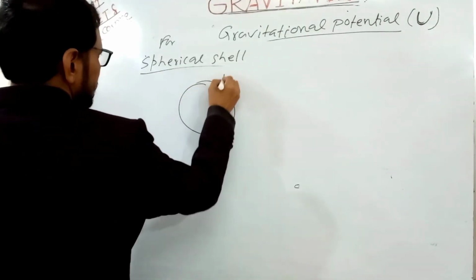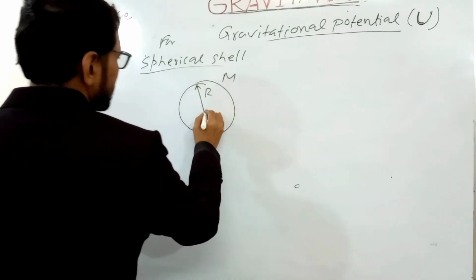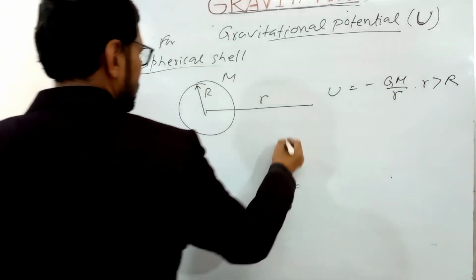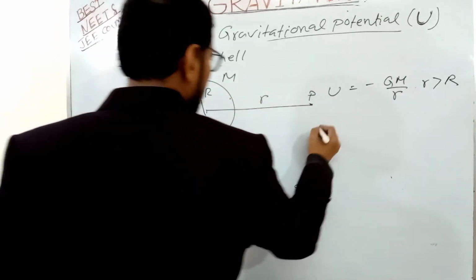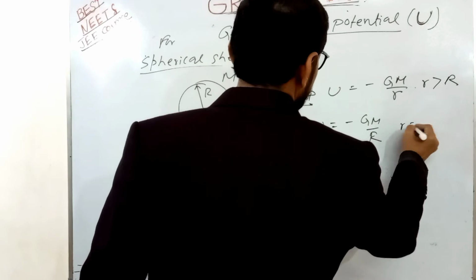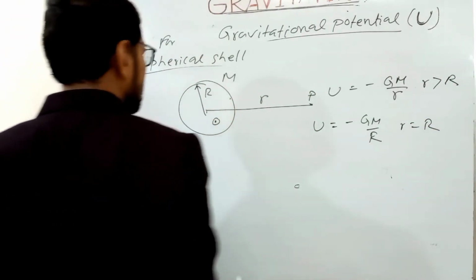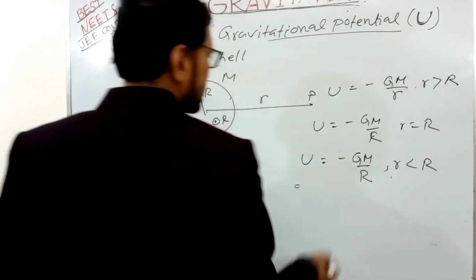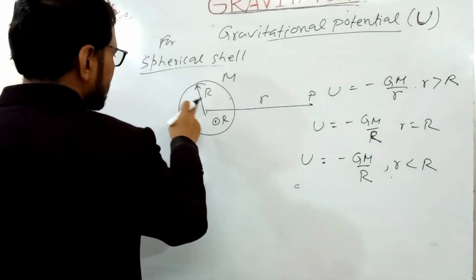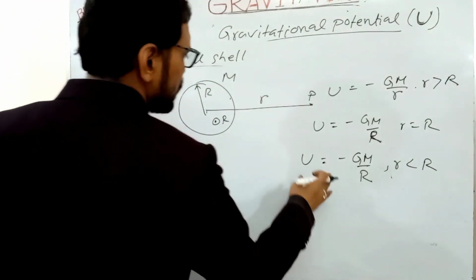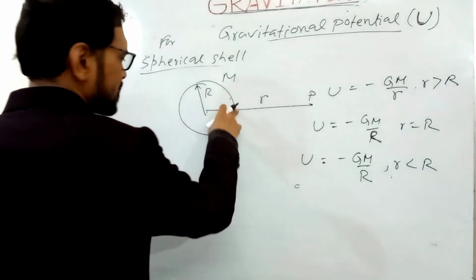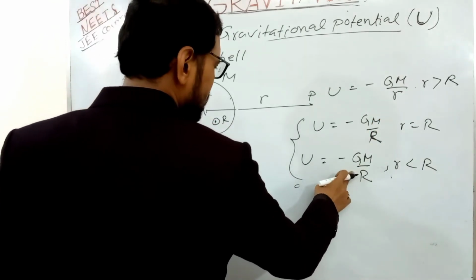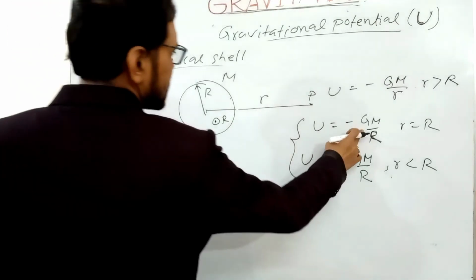Okay, so if this is a spherical shell of mass M and radius R, the gravitational potential at this point is U equal to minus G M by r when r is greater than capital R. On the surface the value will be minus G M by R when r equal to R, and within the shell the value of U will be minus G M by R, so r less than capital R. So the gravitational potential at any point within the spherical shell will be equal to the gravitational potential at the surface, so the value will be the same.